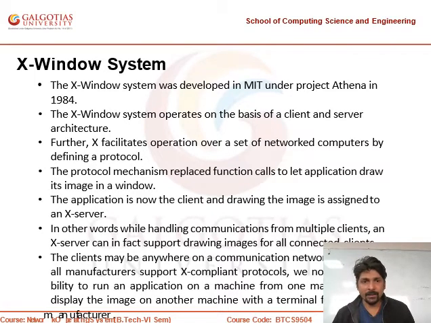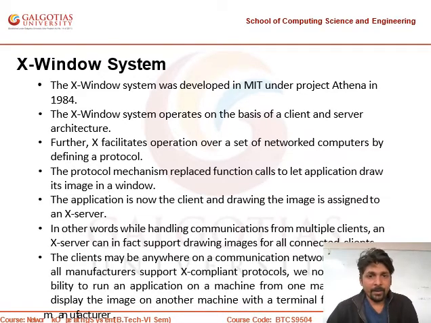Now we'll understand what is the X Window system. So this is the evolution of the X Window system. The first X Window system was developed at MIT under Project Athena in 1984. The X Window system operates on the basis of a client and server architecture. There will be some clients and there will be some servers. They are both communicating with each other. Based on that, the X Window system operates.